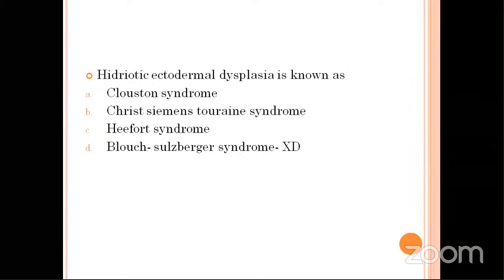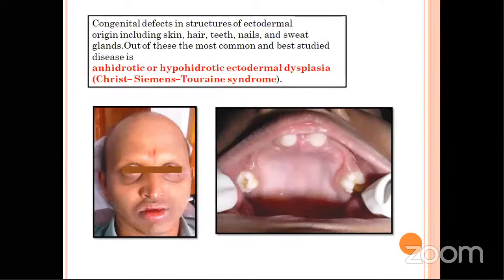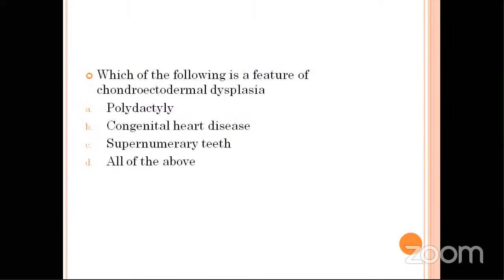Hidrotic ectodermal dysplasia is known as Clouston syndrome. Which of the following is a feature of chondroectodermal dysplasia? Chondroectodermal dysplasia is also called Ellis-van Creveld syndrome. It's a combination of polydactyly, congenital heart disease, and supernumerary teeth.